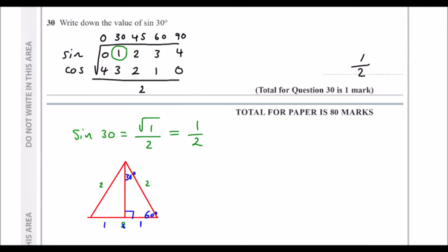So if we want sine 30, sine with the angle is SOH. It's the opposite over the hypotenuse. So this is our angle. The opposite is 1. The hypotenuse is 2. So sine 30 is 1/2. If we wanted to work out cos 30, we would need to work out the length of this adjacent, which we'd use Pythagoras for. So a squared plus b squared equals c squared. I'm not going to do that right now. I'm going to leave it as sine 30 equals 1/2.